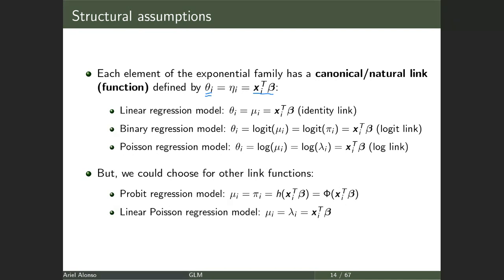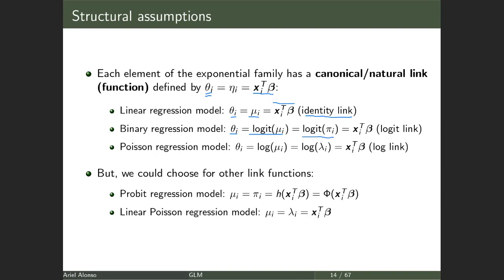Well, that link function implies that you are modeling theta as x transpose times beta. That's called the canonical link function. For instance, in linear regression, theta_i is equal to the mean. So when you equate theta_i to the linear predictor, which link are you using? The identity link, because theta is equal to mu_i, and that's called the identity link. For instance, in binary regression, you know that theta_i is the logit of the mean. It's the logit of the mean, that is the logit of the probability.